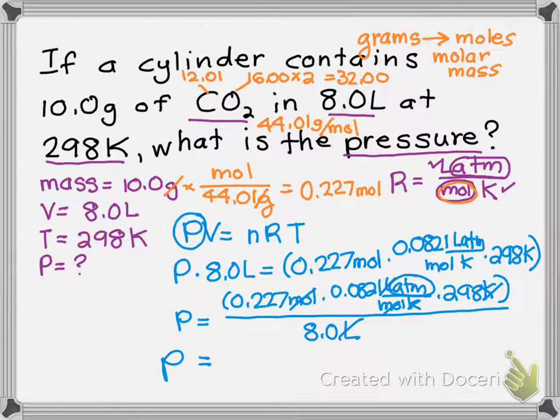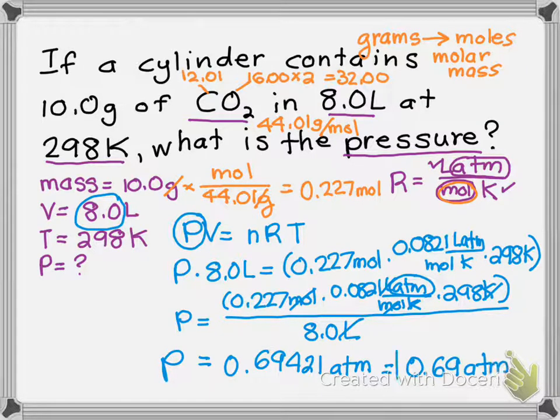Divide that by 8 liters, and I get 0.69421. It keeps going. Again, looking at the 8 liters, 2 significant figures is appropriate. So I have 0.69 atmospheres. And so rereading the question, it says, if a cylinder contains 10 grams of carbon dioxide in these specific conditions, what is the pressure? So I have calculated the pressure of the carbon dioxide to be 0.69 atmospheres.